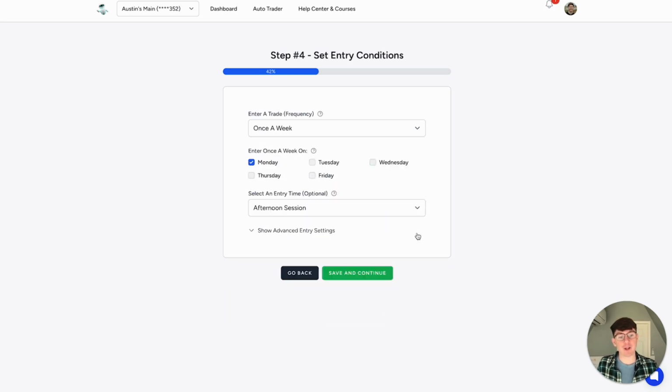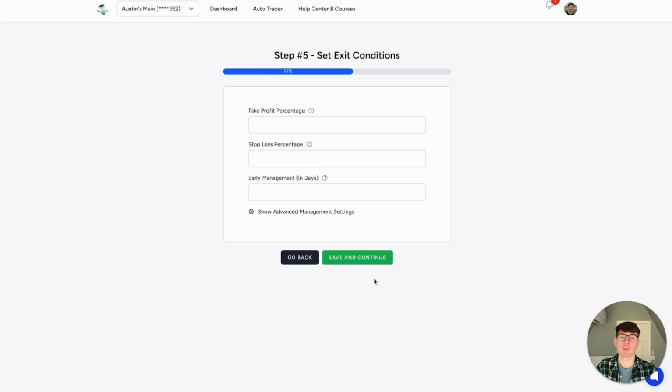Next, now that I told it how I want it to execute a trade, I need to tell it when to. So when do I want this trade to enter? For most of you guys, you'll just be doing it once a week. If you have a larger account size, you'll do it twice a week and things like that, but I'll just do once a week for now. So once a week on Wednesday is what this is set to. So every Wednesday I'll place the trade.